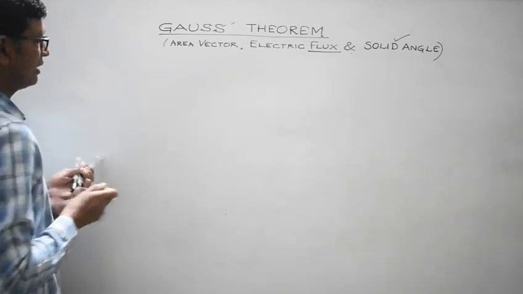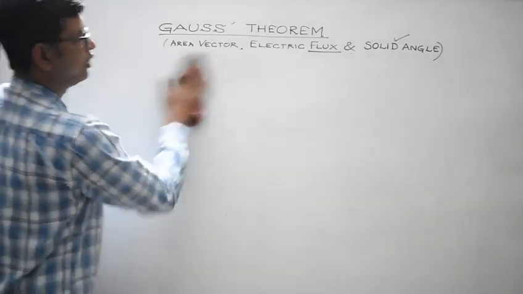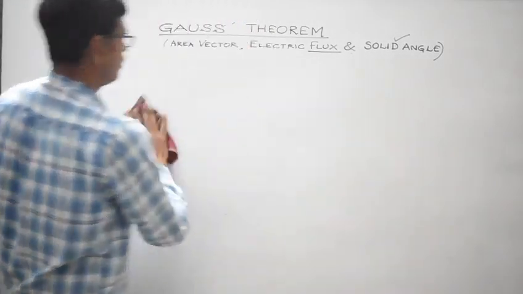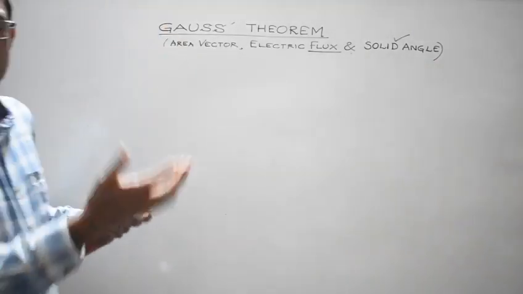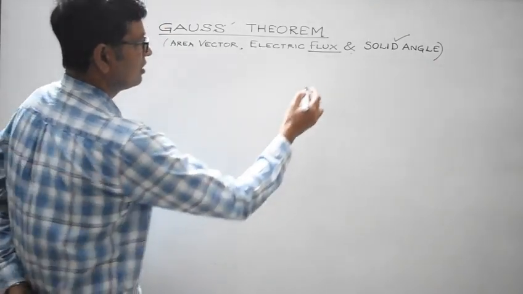So solid angle, as I stated, is a term which we use in 3 dimensions, in the case of a sphere or any other closed surface. Let's consider this to be a sphere.